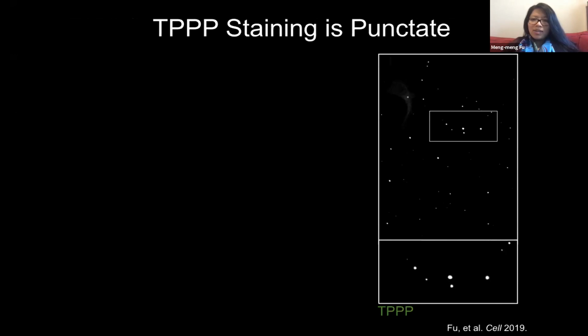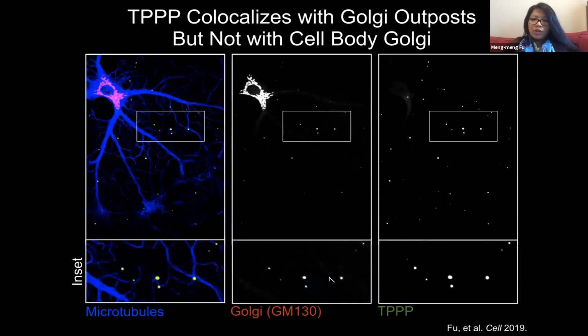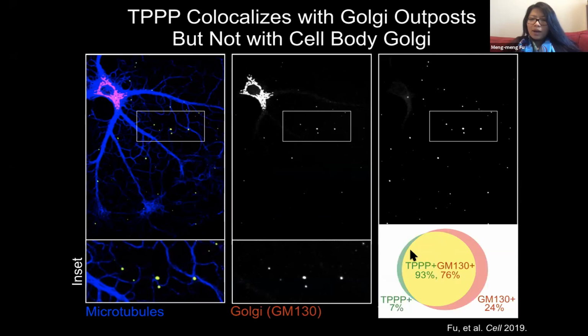And what TPPP staining looks like is it looks a lot like dots. So if we intercalate that with the previous image that I showed you of Golgi outposts, this is a really nice co-localization of these two markers, TPPP with GM130, which is the Golgi marker. And importantly, if you look to the cell body, GM130 labels Golgi in the cell body, whereas TPPP does not. So this is indicating that TPPP is a marker for Golgi outposts, and a specific one. So about 93% of the TPPP positive structures are also GM130 positive.